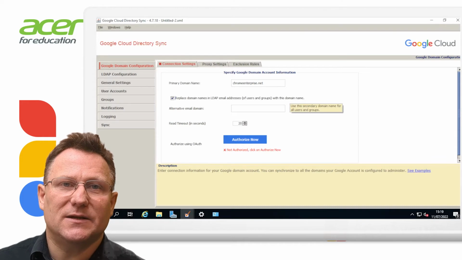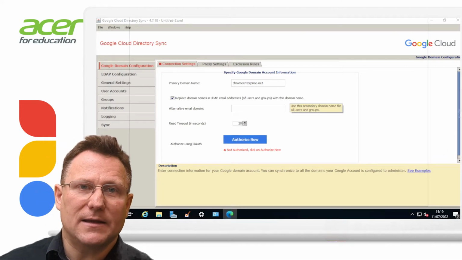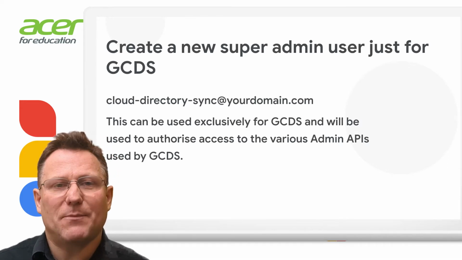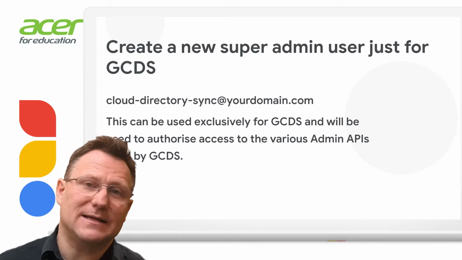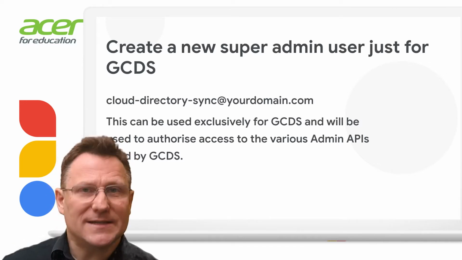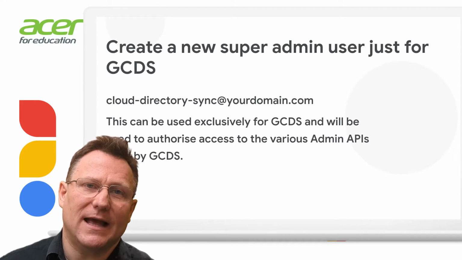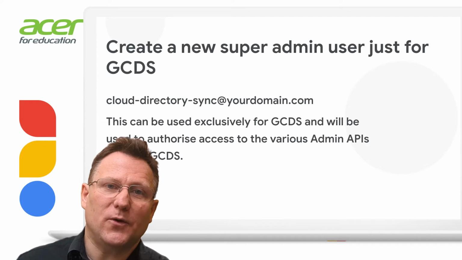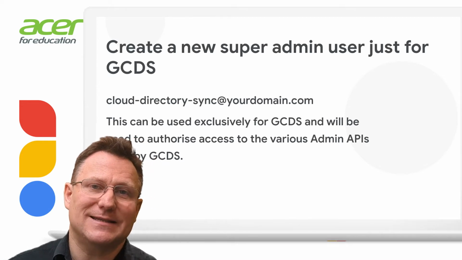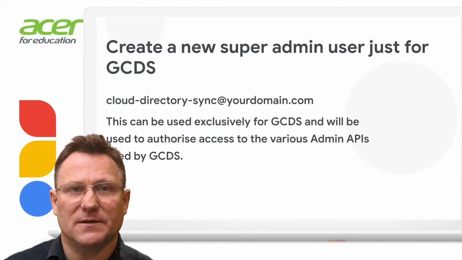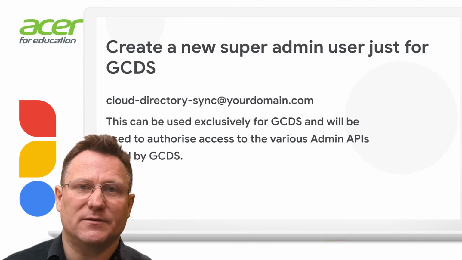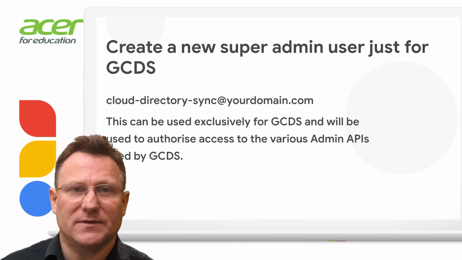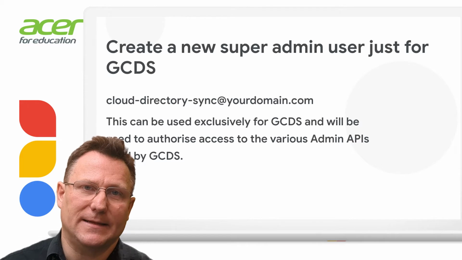To enable GCDS to interact with the Directory API and Domain Shared Contacts API of Cloud Identity and Google Workspace, the application needs a user account that has administrative privileges. When signing up for Google Workspace, you will already have created at least one super user account. However, although you could use this user for GCDS, it's preferable to create a separate user that is exclusively used by Cloud Directory Sync. In this case, I've created an account Cloud Directory Sync at ChromeEnterprise.net.